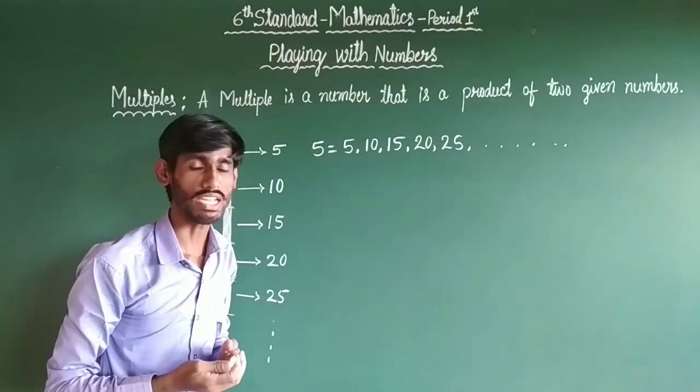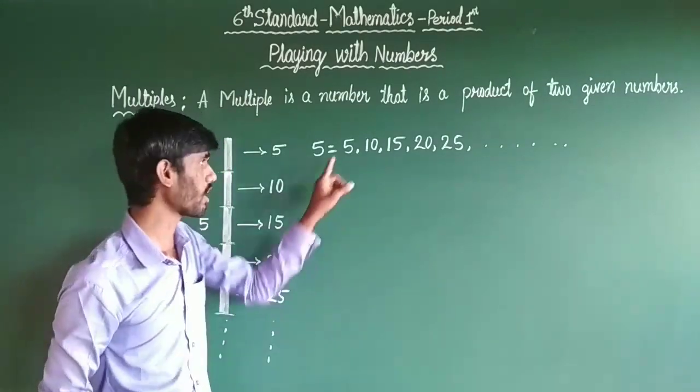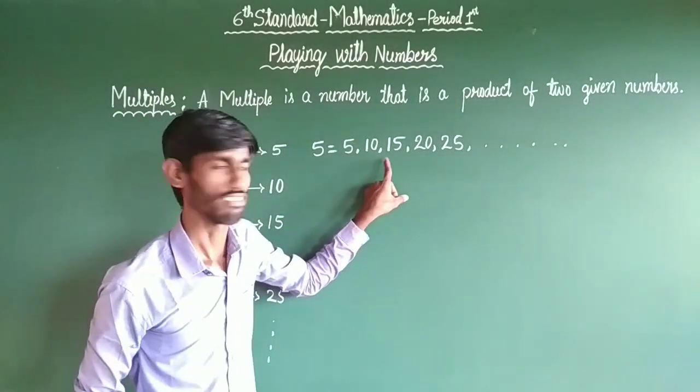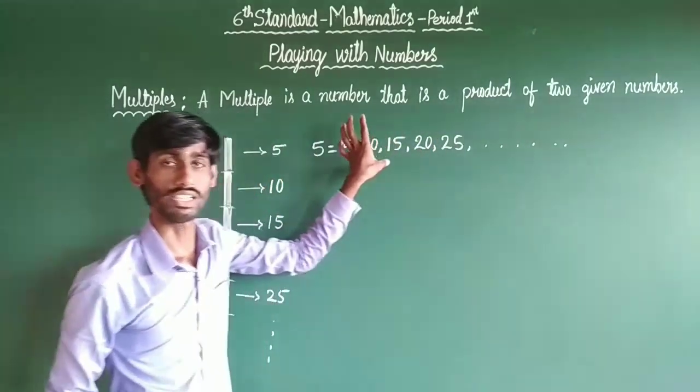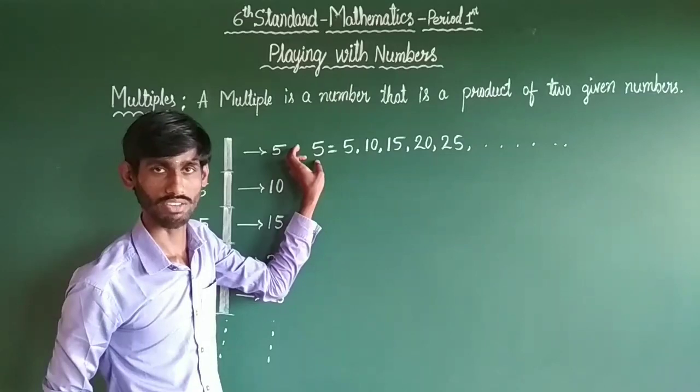Write the multiples of 5. I mean, write a table. 5 1 ja 5, 5 2 ja 10, 5 3 ja 15, 5 4 ja 20 and so on. Clear? These are all the table of a given number. The given number is 5.